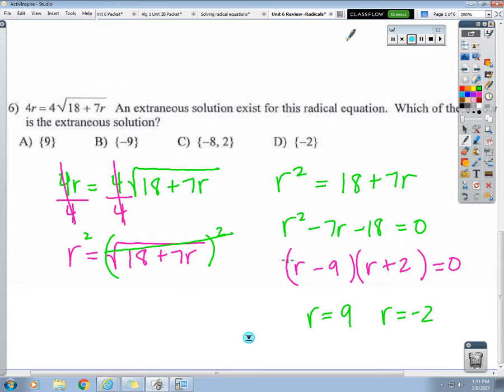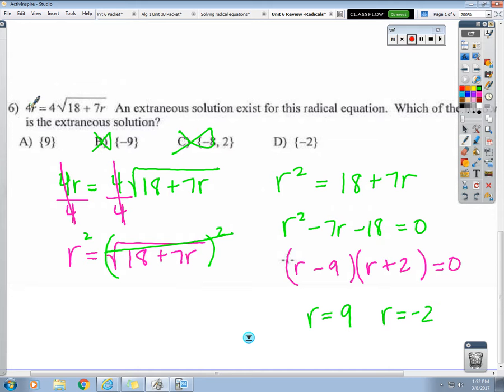Okay, so which of the following are extraneous? Well, negative 8 is obviously out, so cross out C. Negative 9 is out. So we just need to decide out of 9 and negative 2, which one of these is extraneous. Okay? Yeah, I would definitely, to save time, start by checking your negative number first.